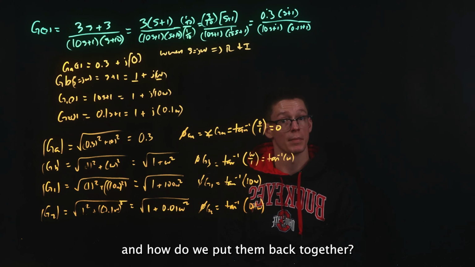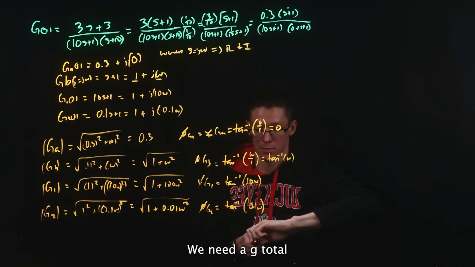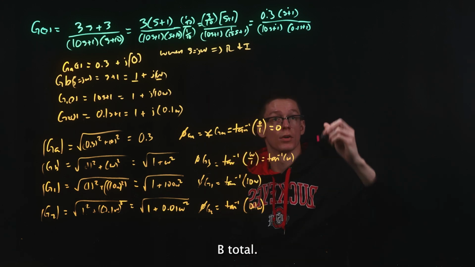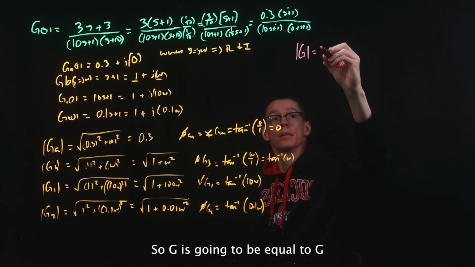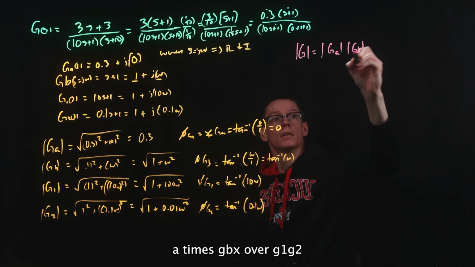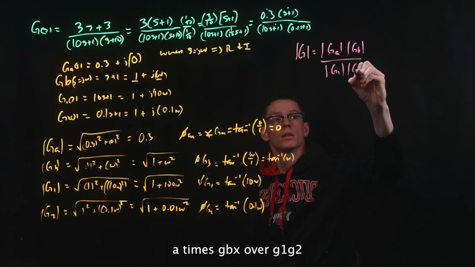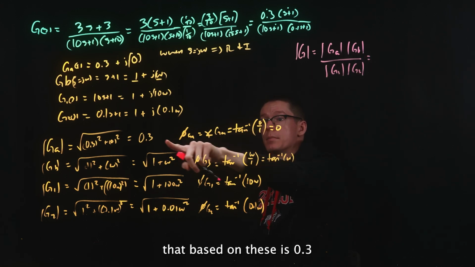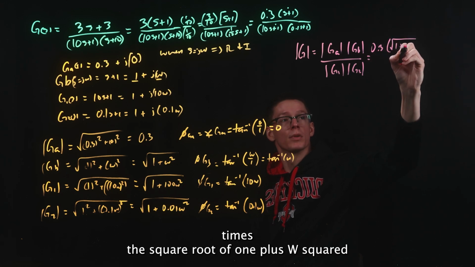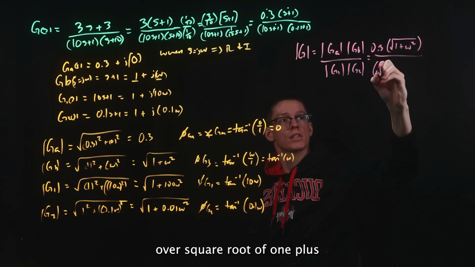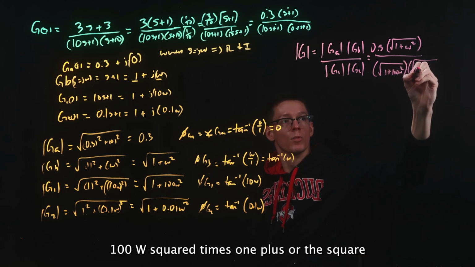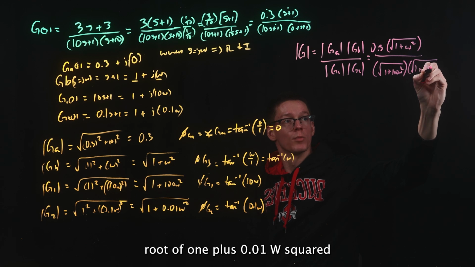And how do we put them back together? We need a G total, and we need our phi total. So G is going to be equal to GA times GB over G1, G2. That, based on these, is 0.3 times the square root of 1 plus w squared over the square root of 1 plus 100w squared times the square root of 1 plus 0.01 w squared.